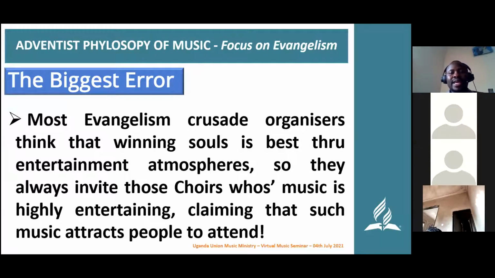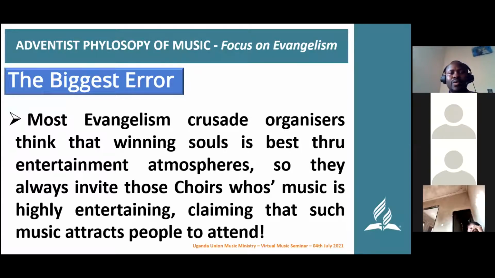So it's very important for us to ensure that the organizers think that winning the souls is best for the entertainment atmospheres. Yes, but it's a very, very big error that we make that has to be corrected. So they always invite those choirs whose music is highly entertaining, claiming that such music attracts people to attend. The people will come just for that entertainment and they will go away. And remember, our role is not to entertain them, but to draw them to Jesus Christ.